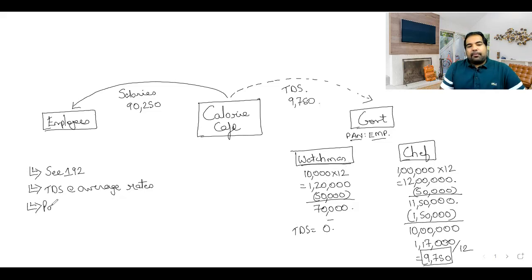And whenever they pay the salary, let's say today, 2nd of April, then for this April month, by the 7th of May, they will pay this 9,750 to the government along with his PAN number.